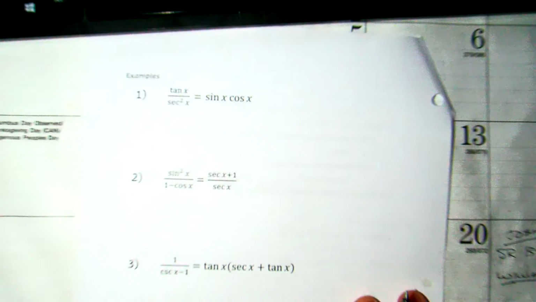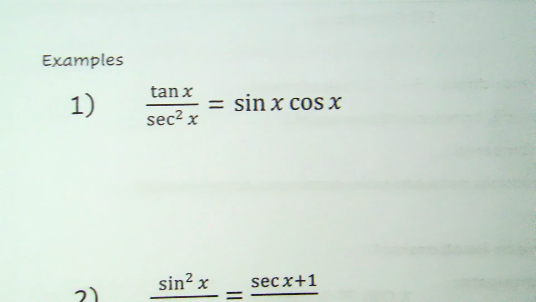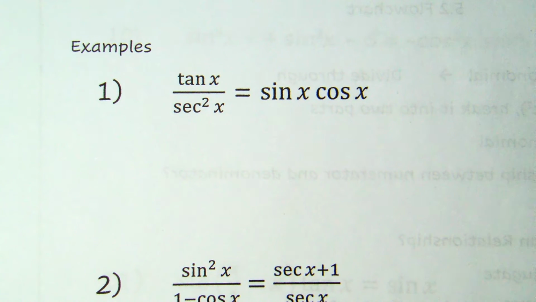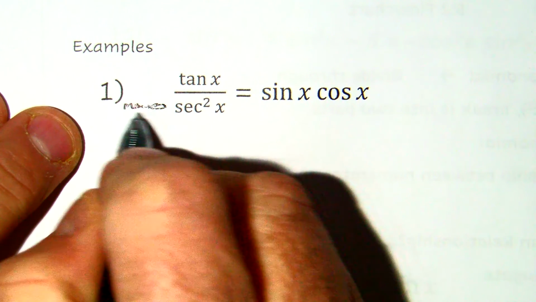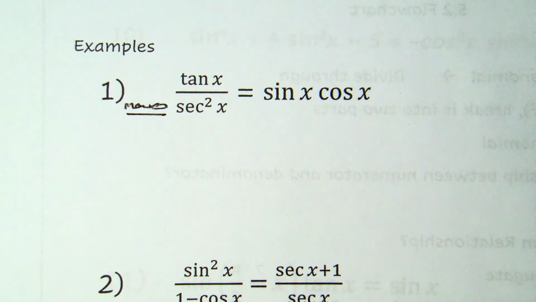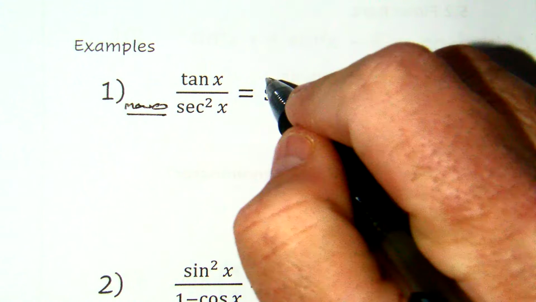Okay, so we're looking at number one, tangent x over secant squared x. Now, a couple things. Number one, this is what we mean by a monomial. There's a single term in the denominator. Now, here's something else you can use to guide you.